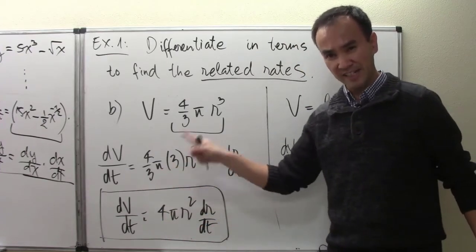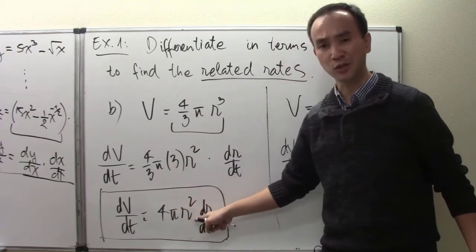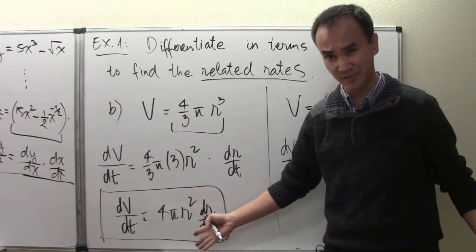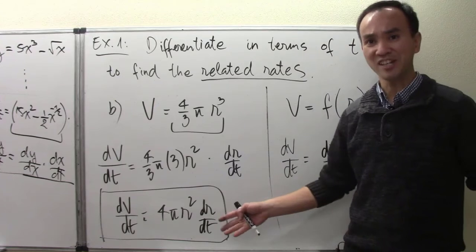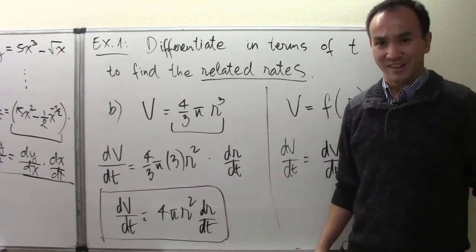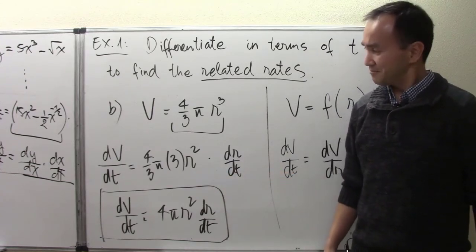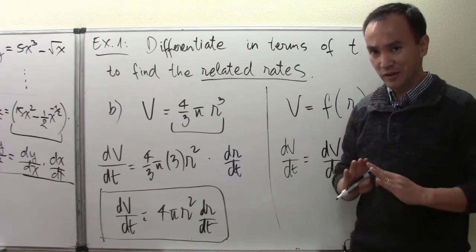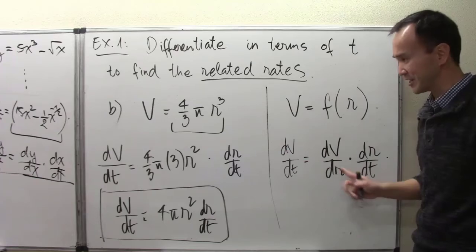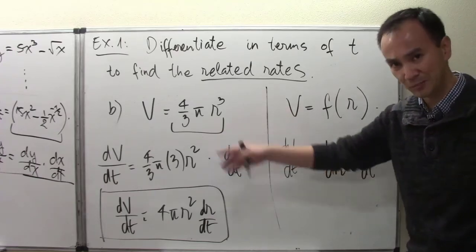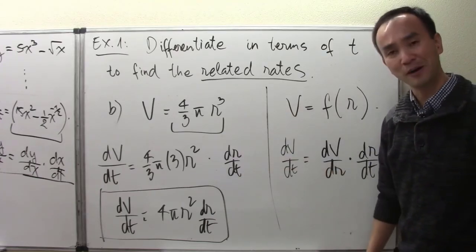As a matter of fact, this 4 pi r squared is another rate. It was dV/dr. So we got 3 rates involved in this problem. Now you realize how fast that understanding can help us, because it didn't take me as much time compared to part A. Let's now move on to part C.